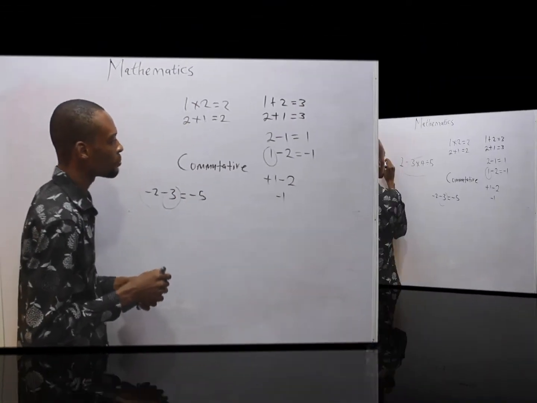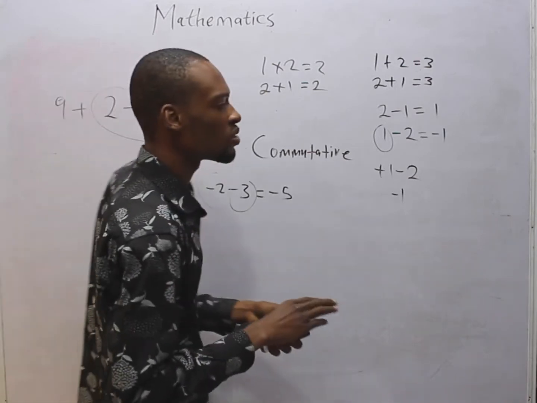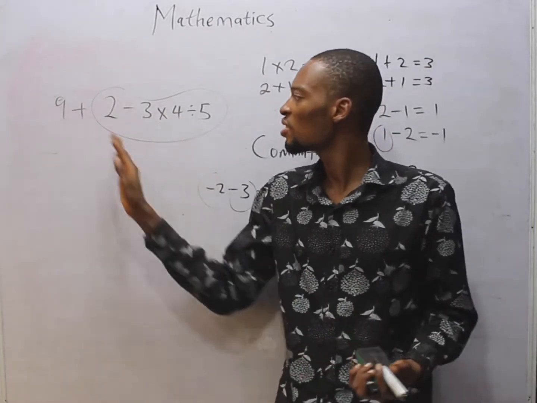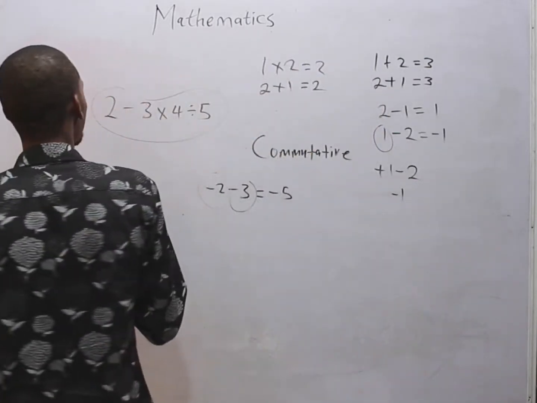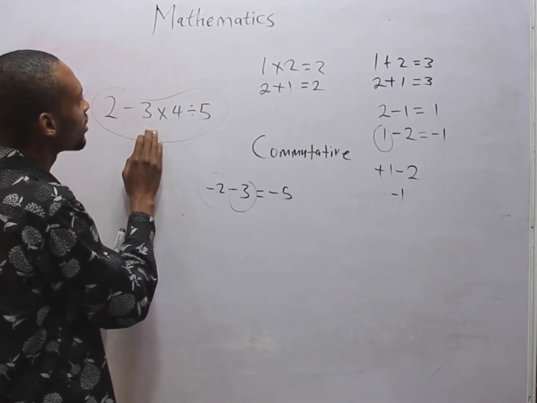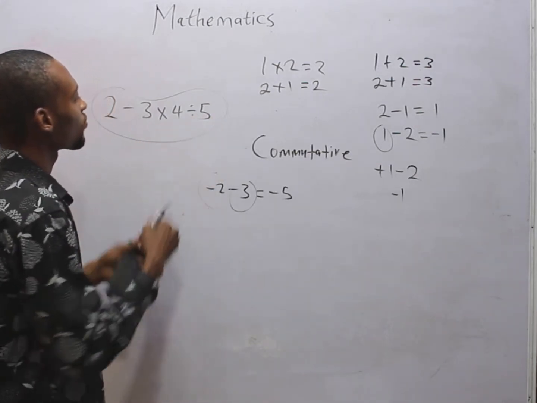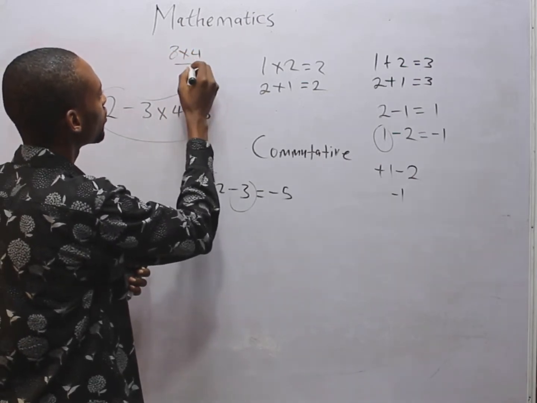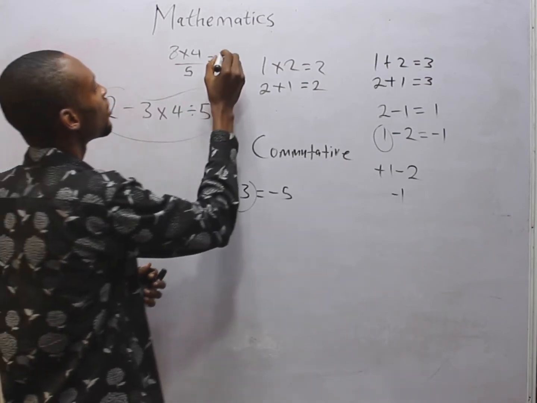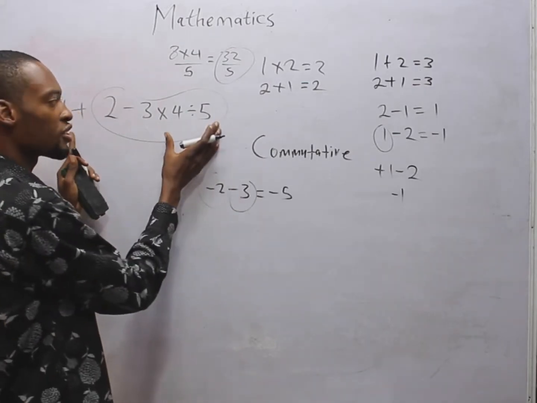You are owing debt. Now 9 plus 2 minus 3 times 4 divided by 5. Addition and subtraction are mixed with multiplication and division. In this case, you don't just answer directly, because answering directly, you will get 9 plus 2, 11, 11 minus 3, that is 8. 8 times 4 is 32, over 5. So this may not be the correct answer to this expression.